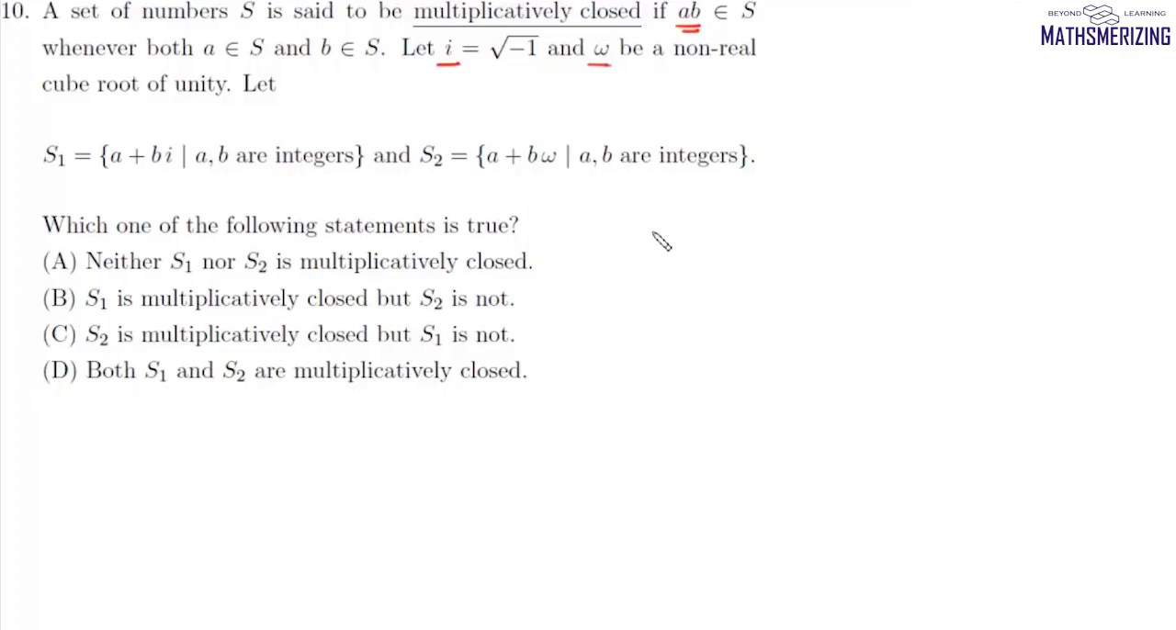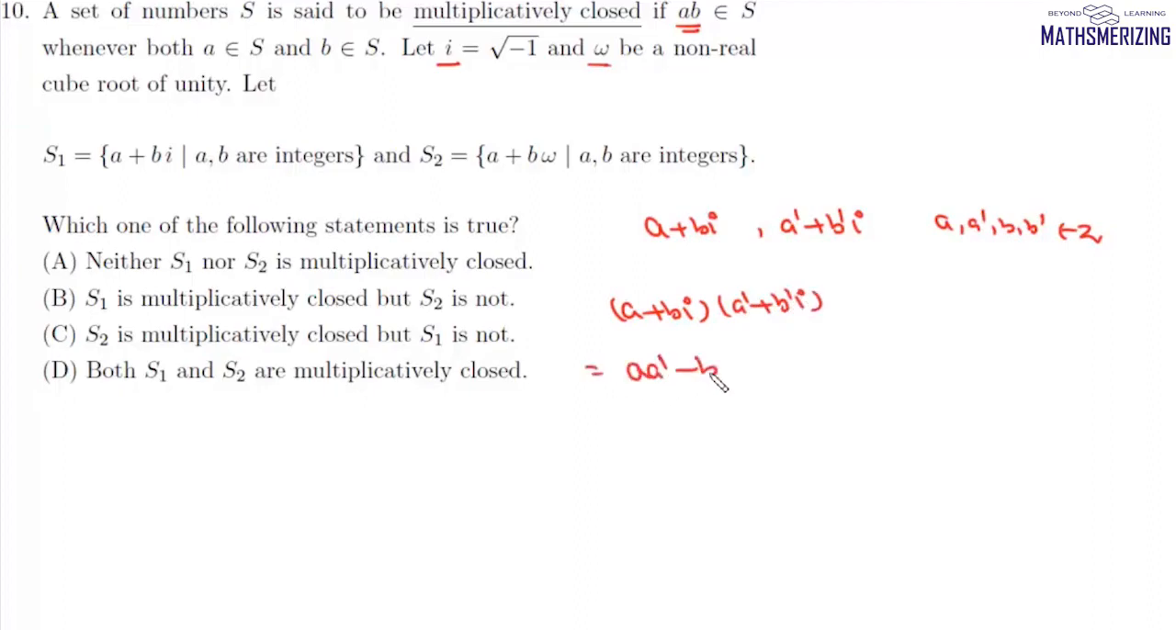Now if we consider two elements in S1, say a plus b iota and a dash plus b dash iota, where a, a dash, b and b dash are all integers, and if we multiply them, we'll get a plus b iota into a dash plus b dash iota, it'll be a a dash minus b b dash plus (a b dash plus a dash b) iota. Now since all these four numbers are integers, then a a dash minus b b dash is also an integer, and in the same way a b dash plus a dash b is also an integer.